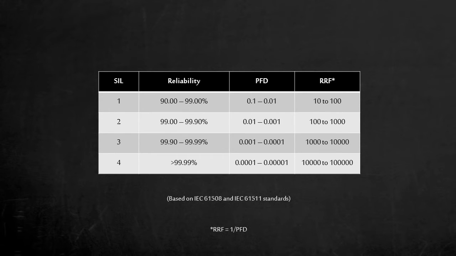Safety integrity level of a safety instrumented function defines a reliability range. This reliability range can be expressed as a probability of failure on demand, PFD, or as a risk reduction factor, which is the inverse of the PFD. As you can see from the chart, the higher the safety integrity level, the more reliable.